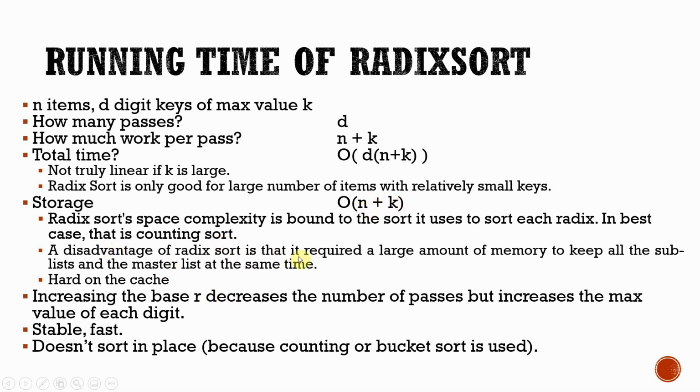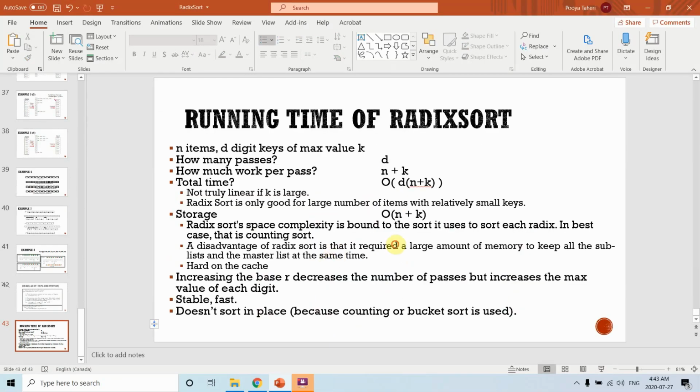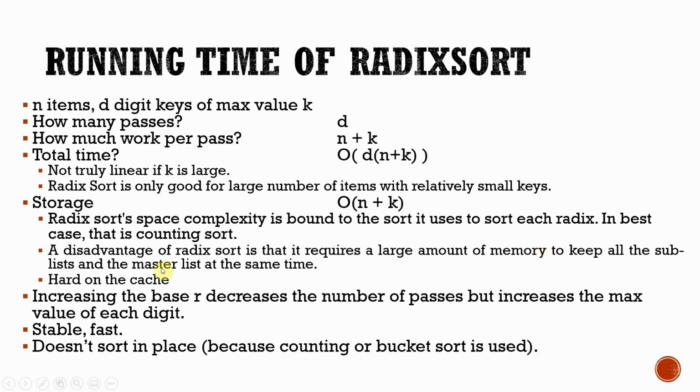A disadvantage of Radix sort is that it requires a large amount of memory to keep all the sublists and the master list at the same time, and it's very hard on the cache. One thing that you should notice: if we change the base, let's say we go to binary digits, base 2, then k is going to be only 2 different values for our digits. It's either 0 or 1.